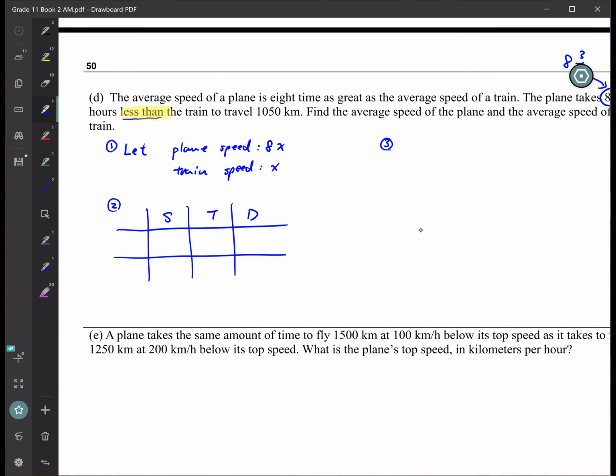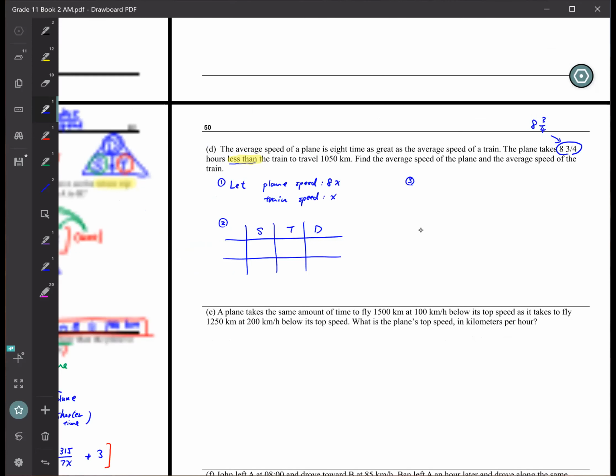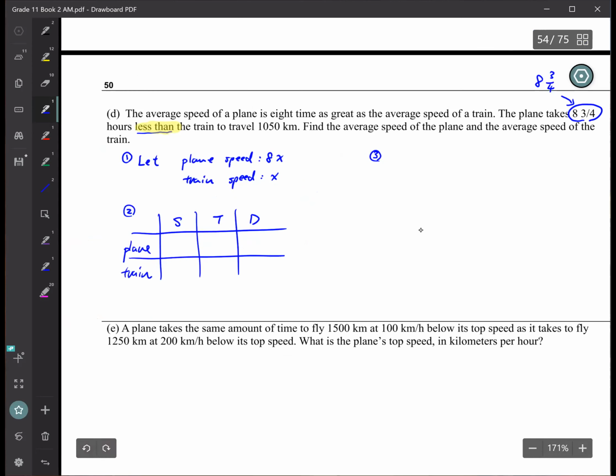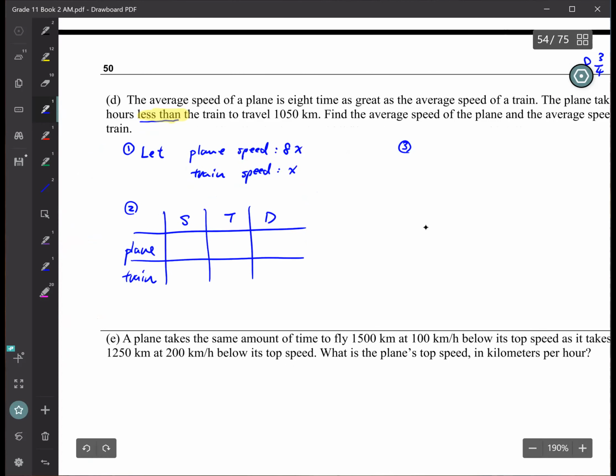And then number 2, the 2 scenarios. Aaron, what are the 2 scenarios? The plane and the train. Okay, so 2 vehicles. Let's write that down: plane and train. And Brennan, what's your speed, time, distance for plane? Speed is 8x and distance is 1050.